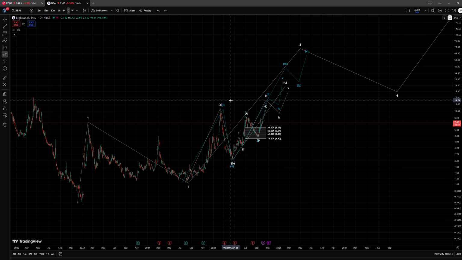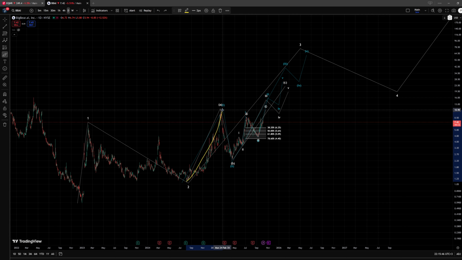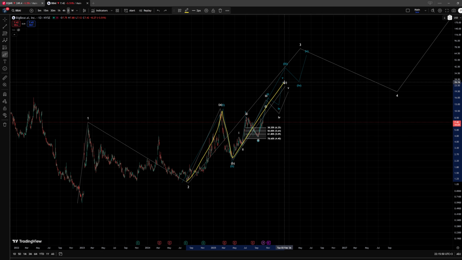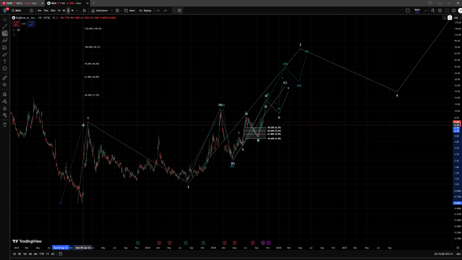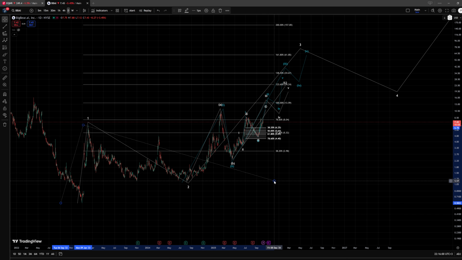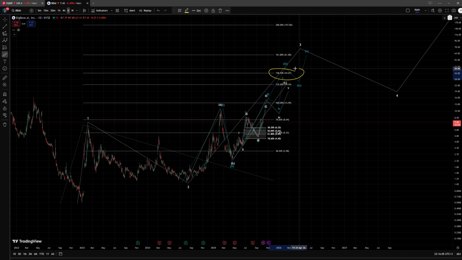Now internally within the white scenario we are tracking a diagonal structure where this was an A wave up, we have here a wave B down, and now we are tracking a wave C to the upside that could develop in a number of different ways. An ideal target for such a wave 3, which we would likely reach in both the blue and white scenarios, is the 138.2% extension at the $34 level, somewhere around that area.